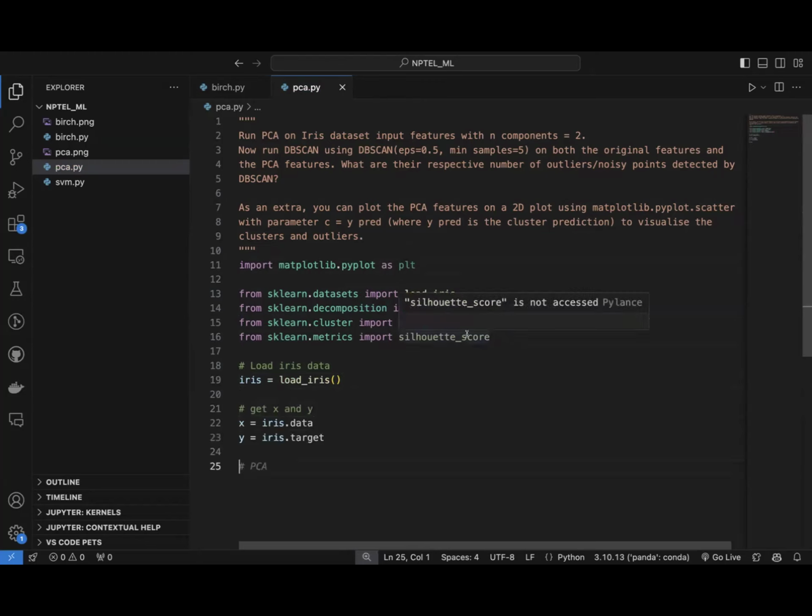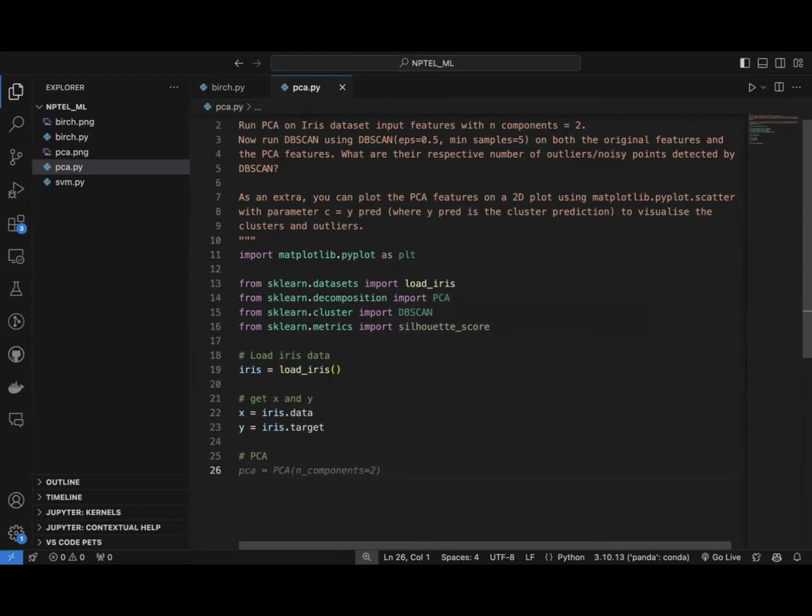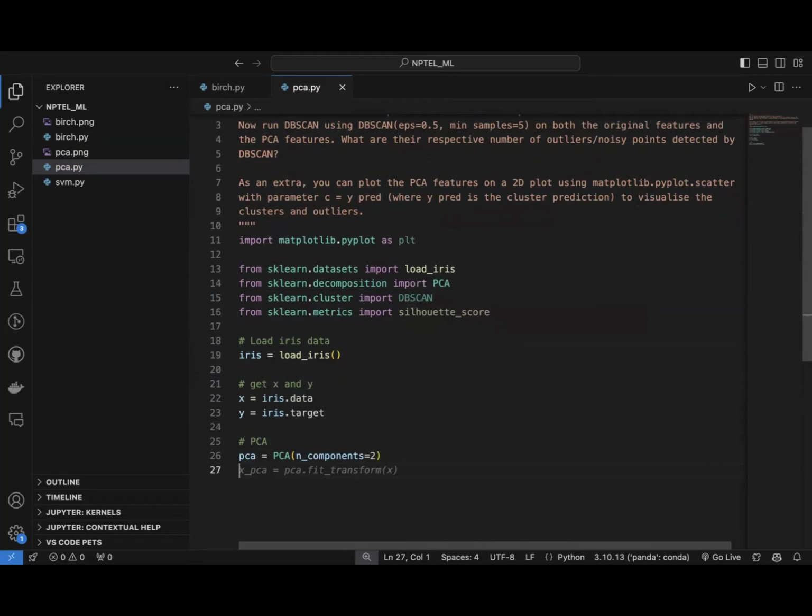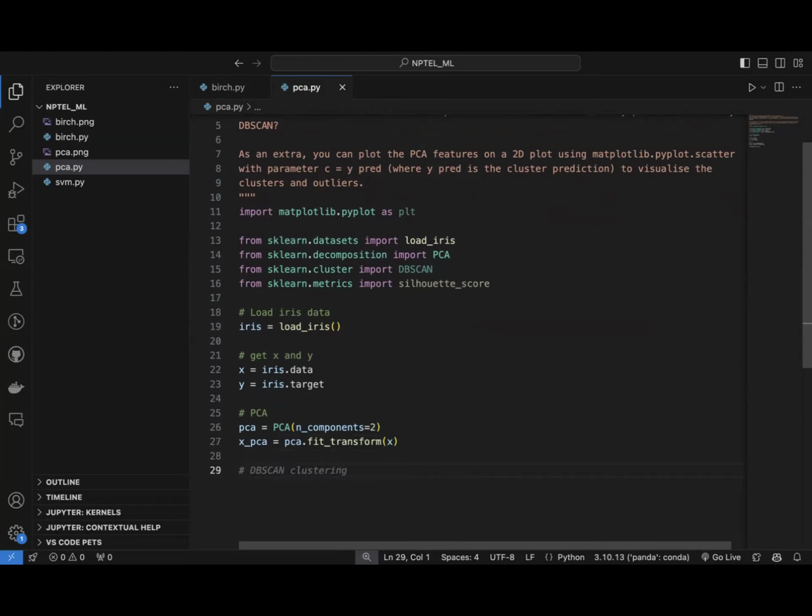Okay, so first we'll do the PCA. First we have to define the PCA. So PCA is equal to PCA with number of components equal to 2. It's very simple. You define the PCA, then you fit the transformation with X, and you'll get the X PCA, I mean the transformed X. Now we have X and transformed X, and we can run the DBSCAN on the original features and the PCA features separately.